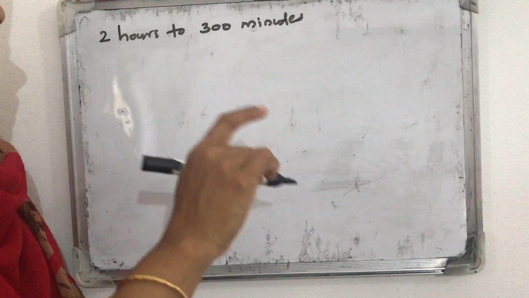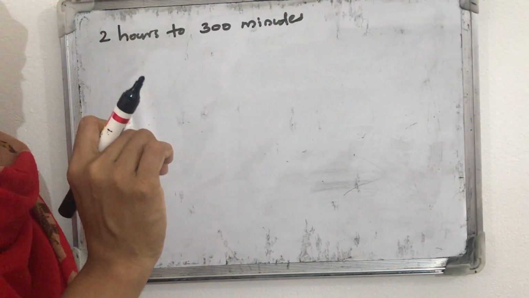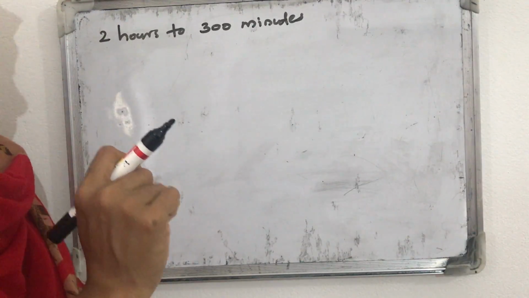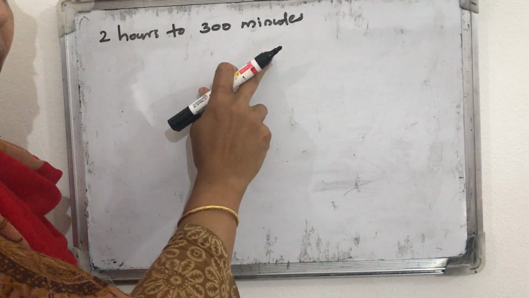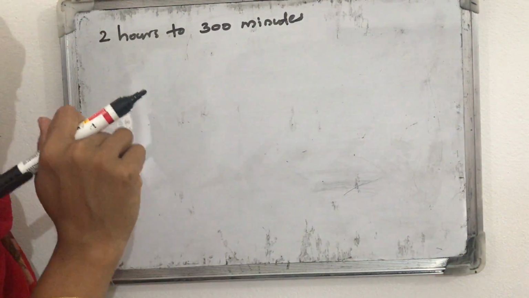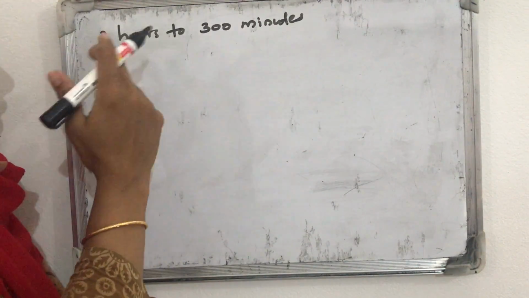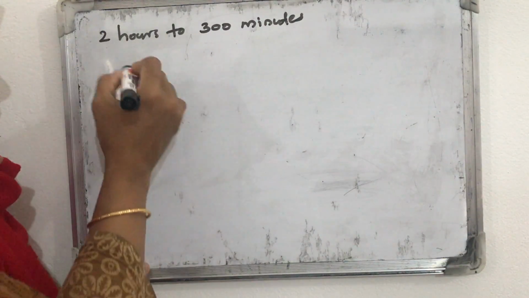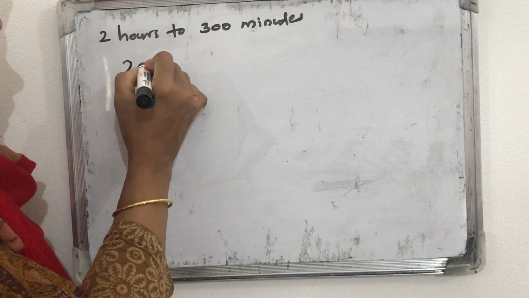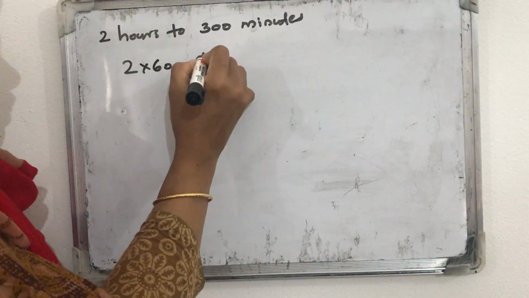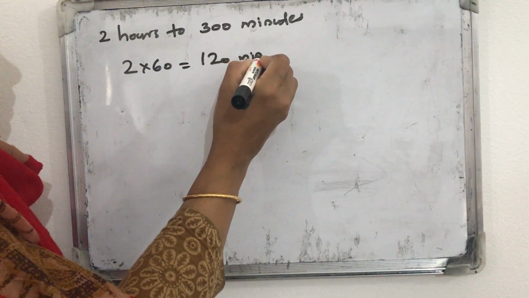Now one thing we already learned: for taking ratios the unit should be the same. So here one is hours and another is minutes. We want to convert both into the same unit. So hours we can convert into minutes. So 2 hours is equal to 2 into 60, that means 120 minutes.